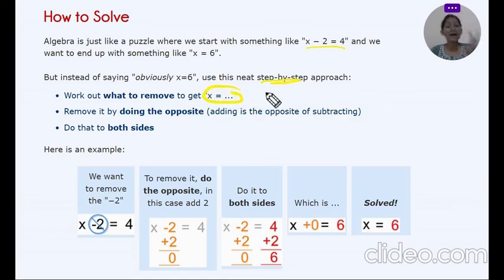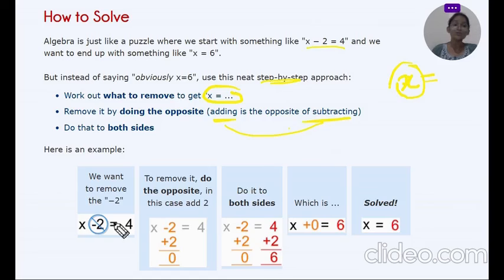What does this mean? We have to isolate x, okay? We have to take everything else to the other side of the equal sign so that x remains alone here. So how are we going to do that? We will remove it by doing the opposite. Addition is the opposite of subtraction. Subtraction is the opposite of addition. Multiplication is the opposite of division, and division is the opposite of multiplication.